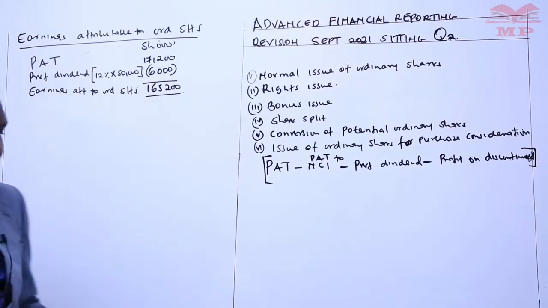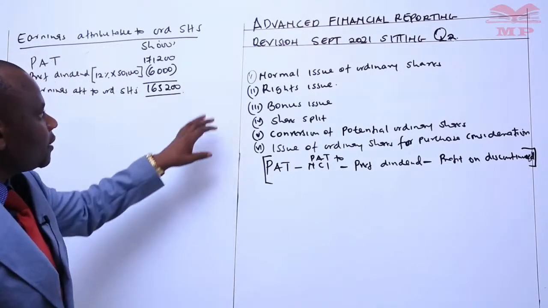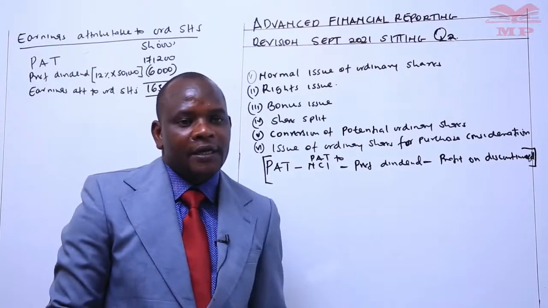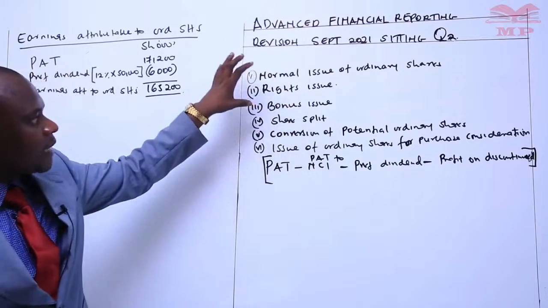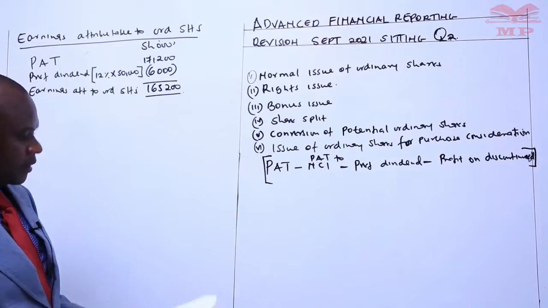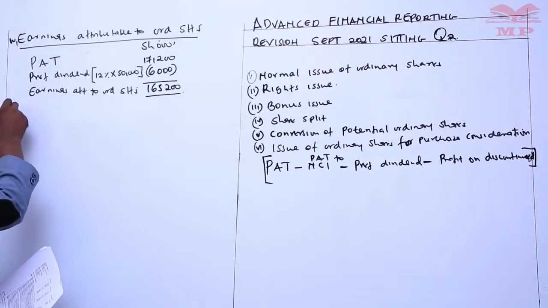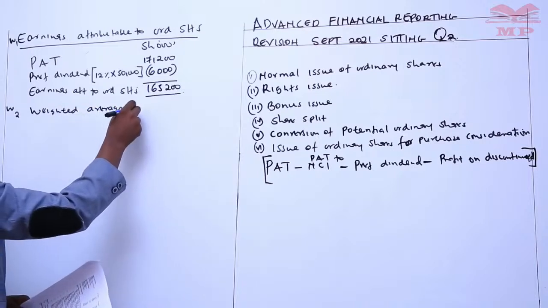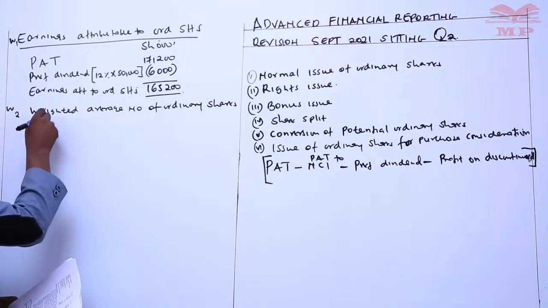Now, after determining the earnings attributable to ordinary shareholders, we proceed to determining what is called per share, or the weighted average number of ordinary shares, which is based on some of those items here that affect the capital structure. So this is working 1, working 2, weighted average number of ordinary shares. We call it per share.